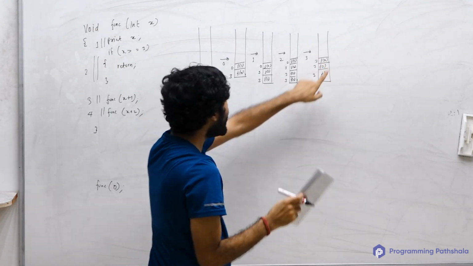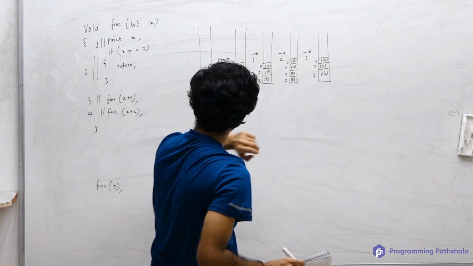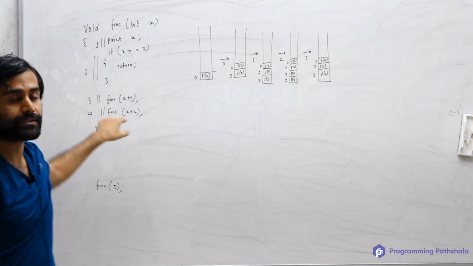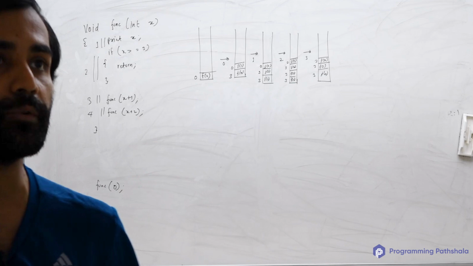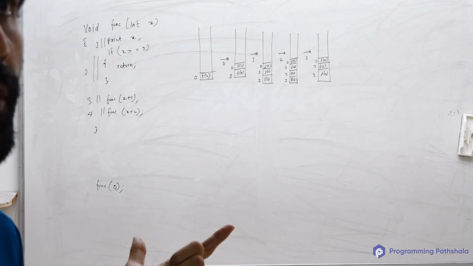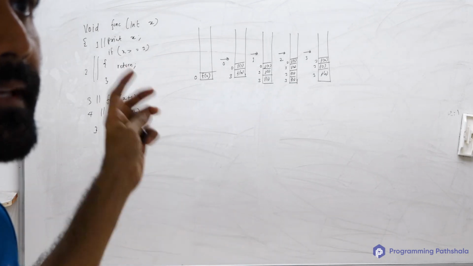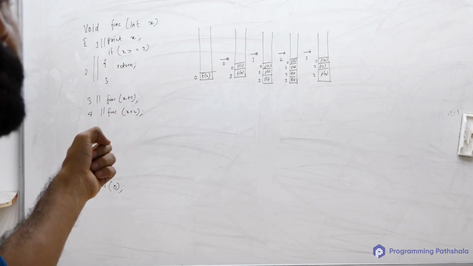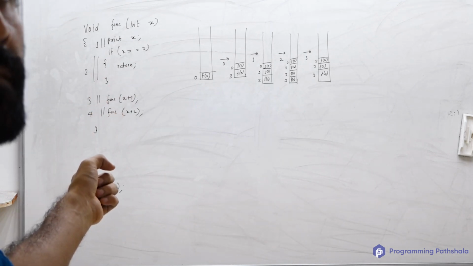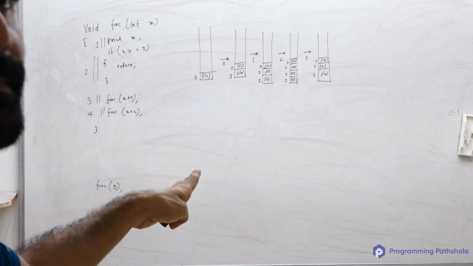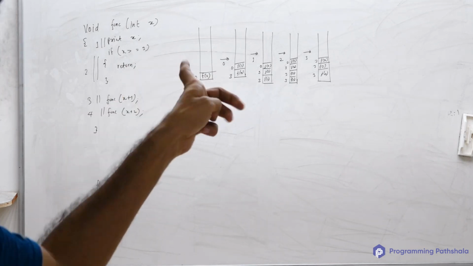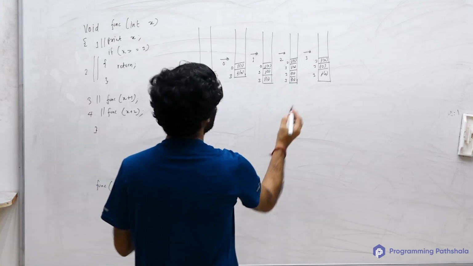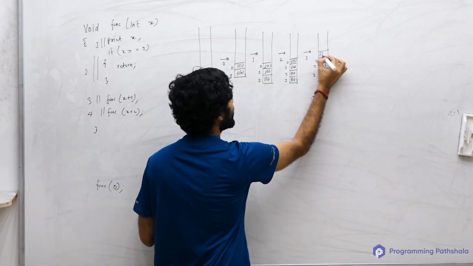Now I am at f of 2. f of 2 had executed till 3 instructions. So what should be the next instruction of f of 2 that should be executed? It should be instruction number 4. And what is instruction number 4? That is to push f of x plus 2. What will be x plus 2? For x equals 2, it will be 4. So it will push f of 4 onto the top of the stack.